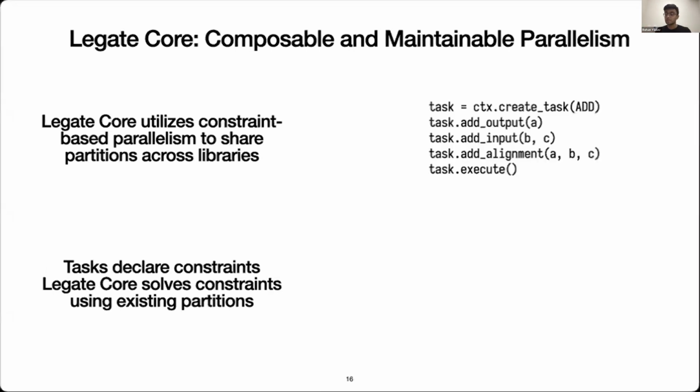So an example of this for really simple tasks inside Q-numeric is suppose you have a task that's going to add two arrays together.